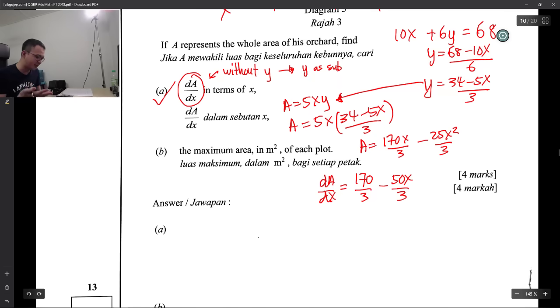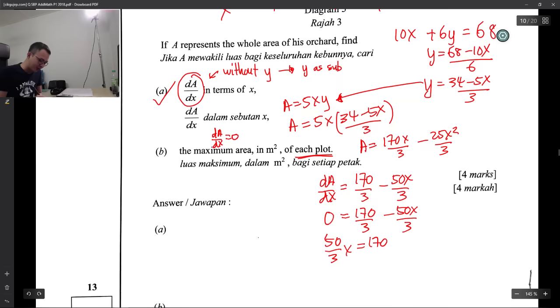And then find the maximum area of each plot. They do not want the maximum area for the whole area, they just want each small plot here. Maximum area means dA/dx equals 0. So I make this one equal to 0 and solve to find my x value. So 50 over 3 x equals 170 over 3. 3 and 3 cancel, 0 and 0 cancel, x equals 17 over 5.